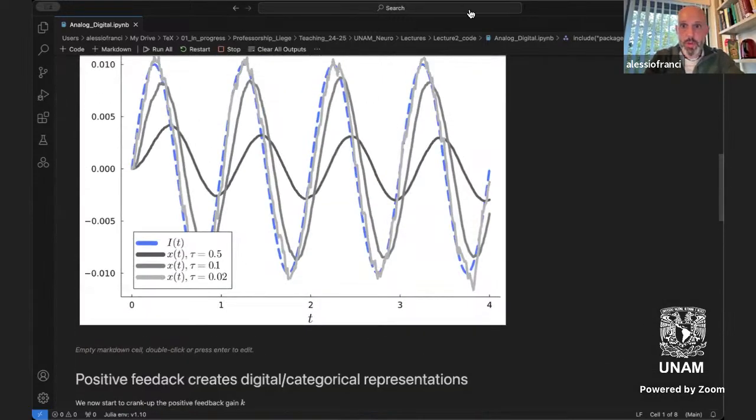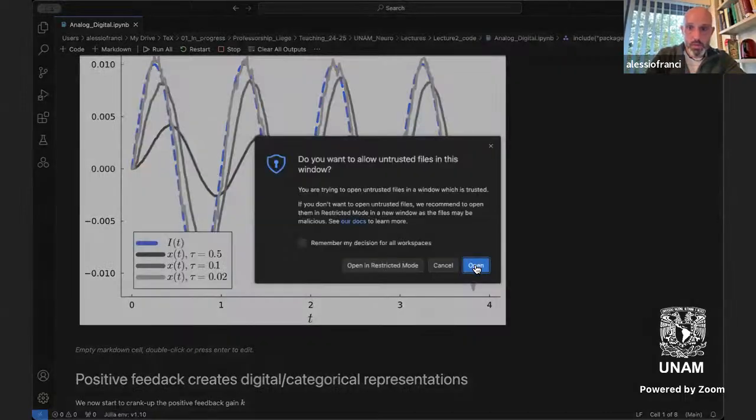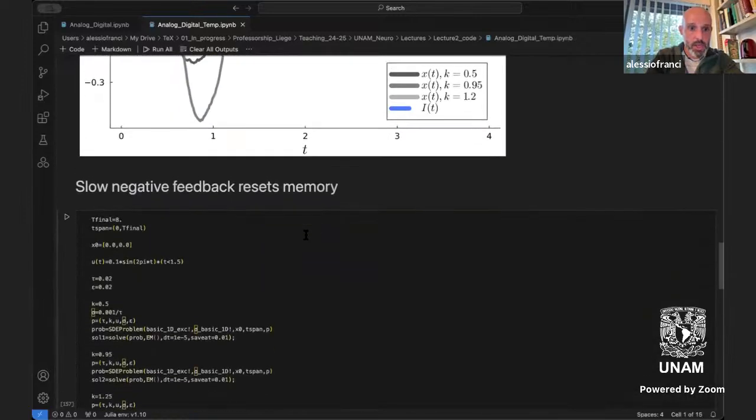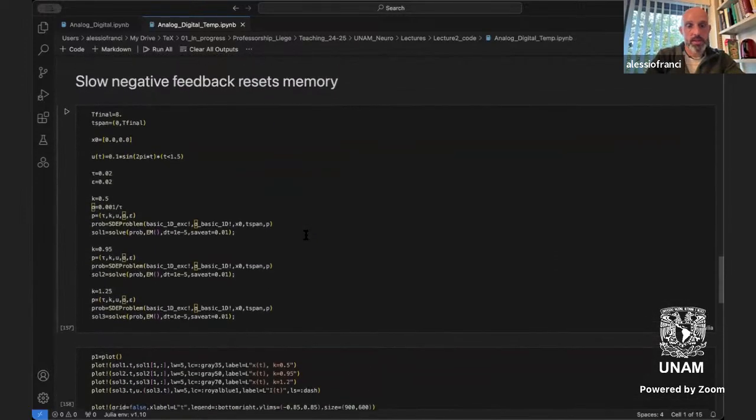Actually, let me open another file, just to show you something more. I didn't want to put it in this lecture because I thought it would have been too much material, but I think it's nice to see it. So that's basically going multi-scale. I wanted to give the mathematics of mixed feedback for a single scale, like in the model that we just showed. But what happens to this model if you include slow negative feedback?